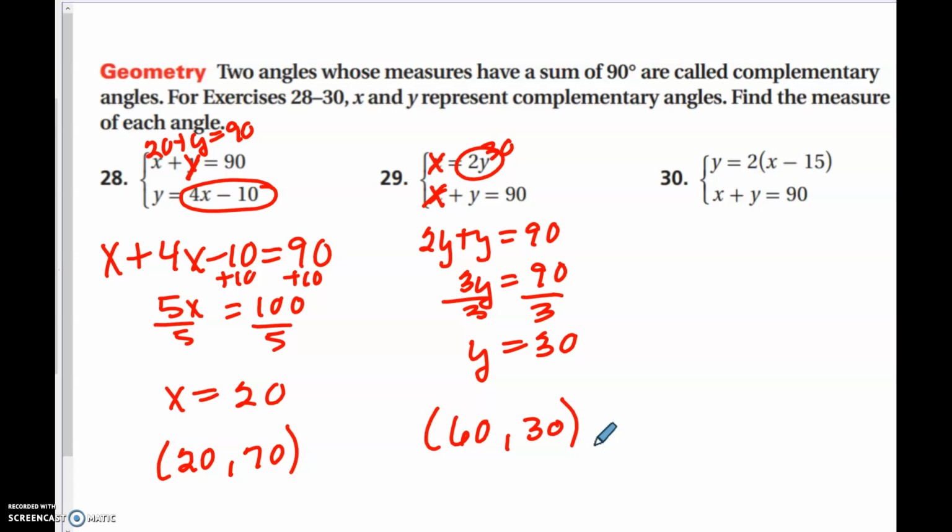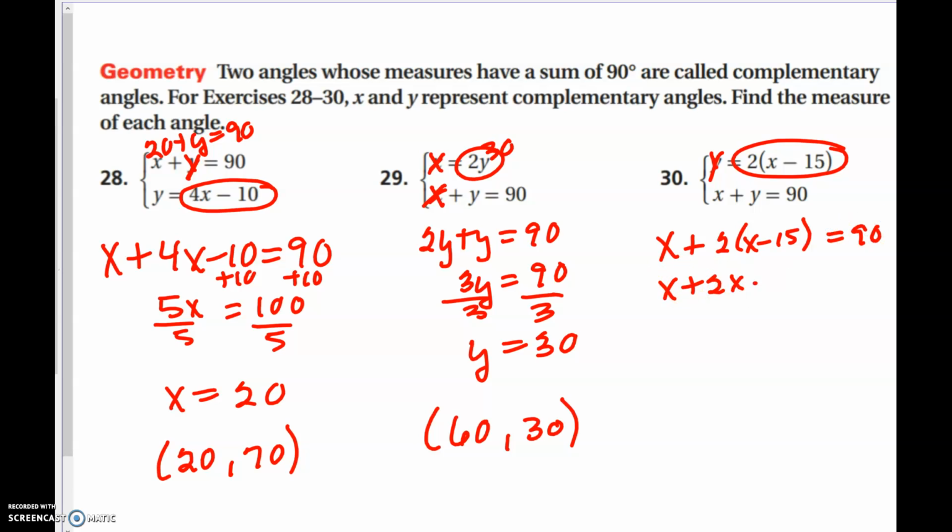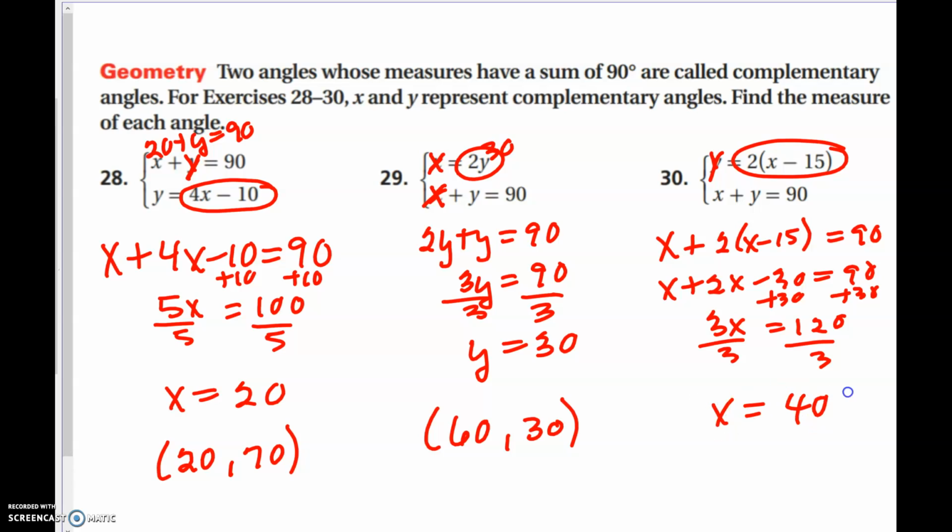All right, in this last one, I know that y is equal to this. So in the other equation, instead of putting y, I'm going to put 2 times x minus 15, and that's going to give me 90. So now I'm going to use that distributive property and get 2x minus 30. X plus 2x is 3x, and I'm going to add 30 to both sides. So I get 3x equals 120. Divide both sides by 3, so x is 40.